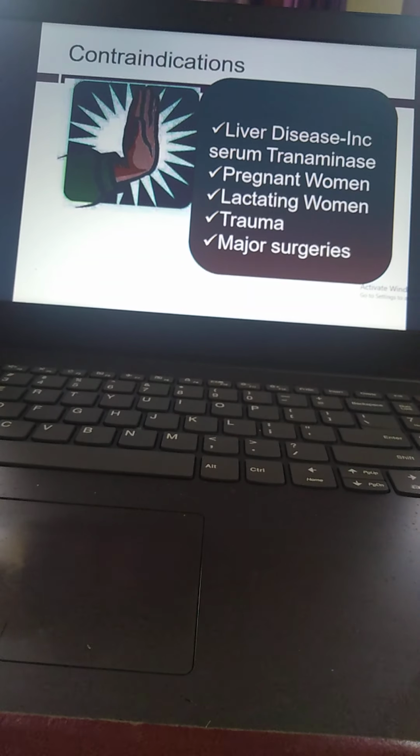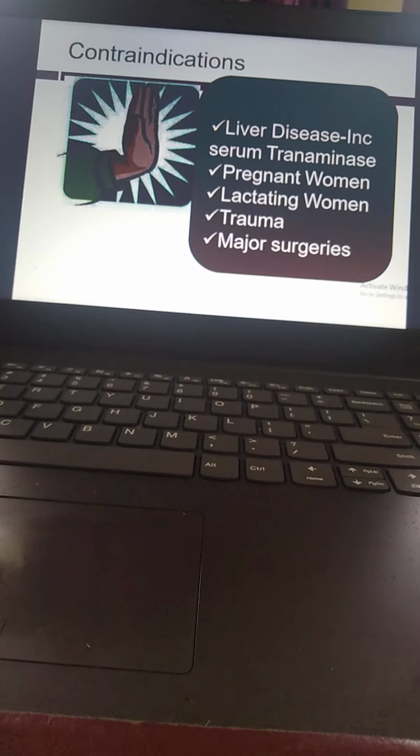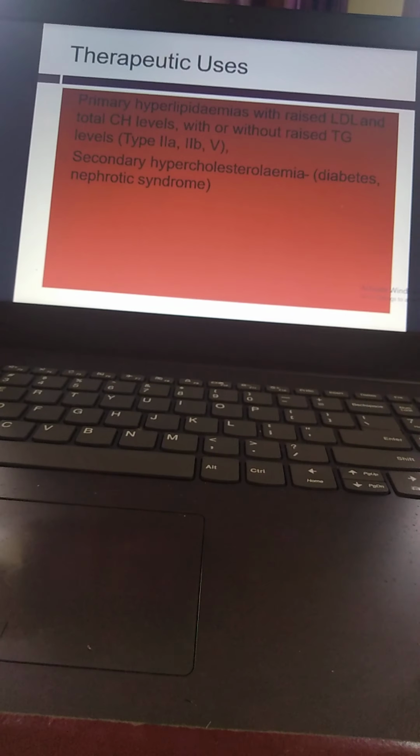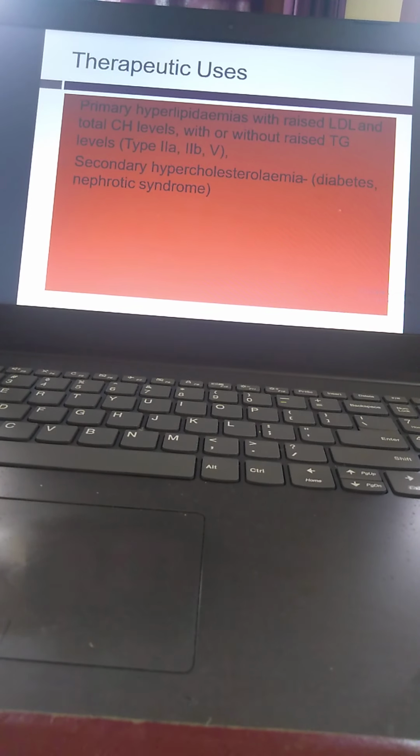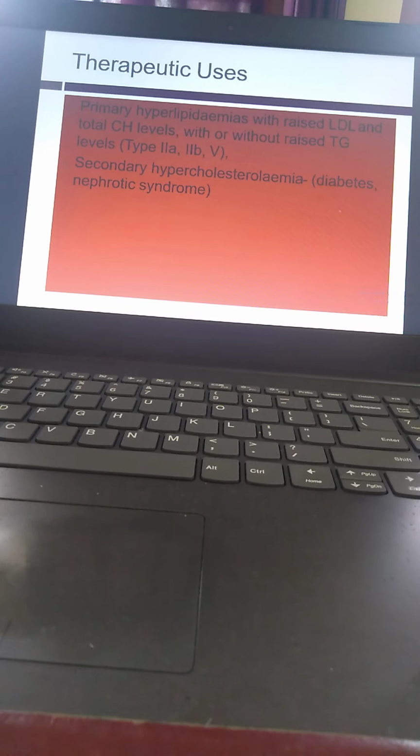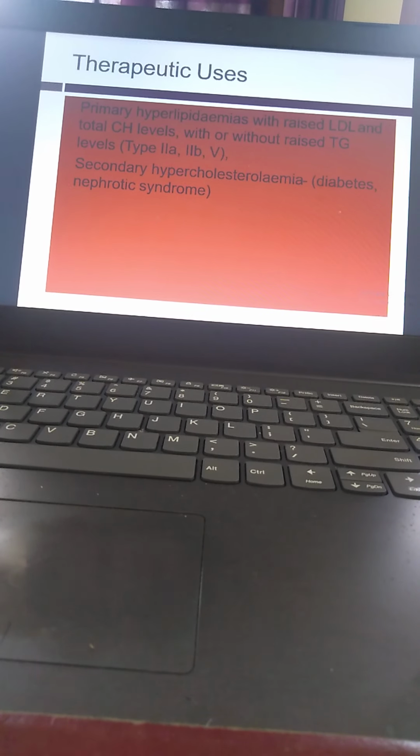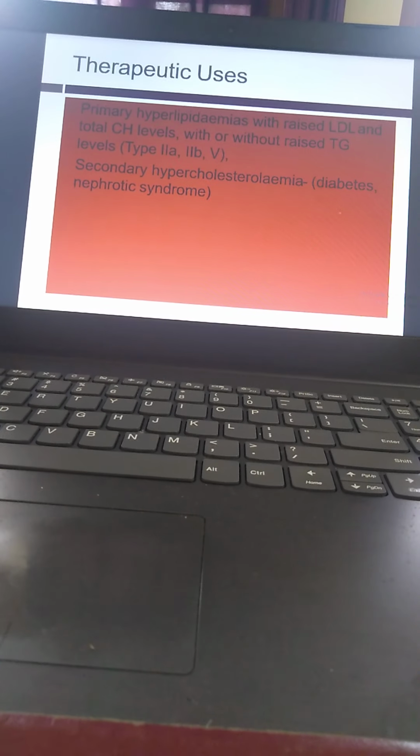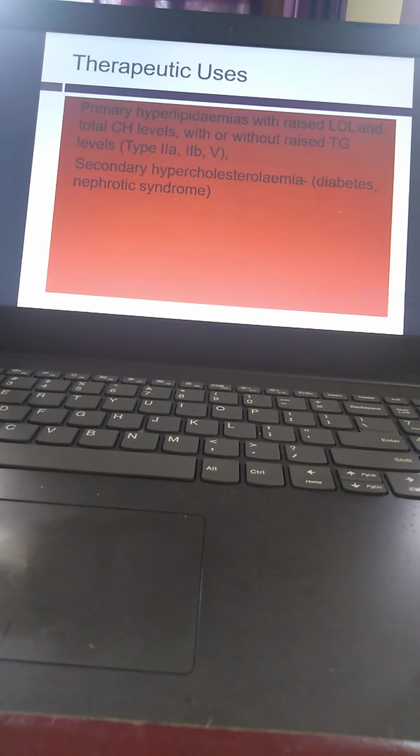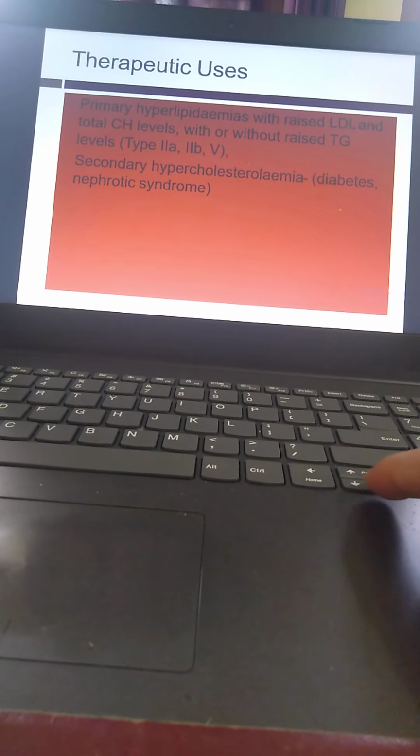The contraindications are liver disease and raised serum transaminase, pregnant women, lactating women, trauma, and major surgery; we don't give it there. Therapeutic use is in primary hyperlipidemias with raised LDL and total cholesterol levels, with or without raised TG levels. We give it in type 2A, 2B, and 5th grade, which I have already mentioned. In secondary hypercholesterolemia, we give it in diabetes and nephrotic syndrome. These are the therapeutic uses.